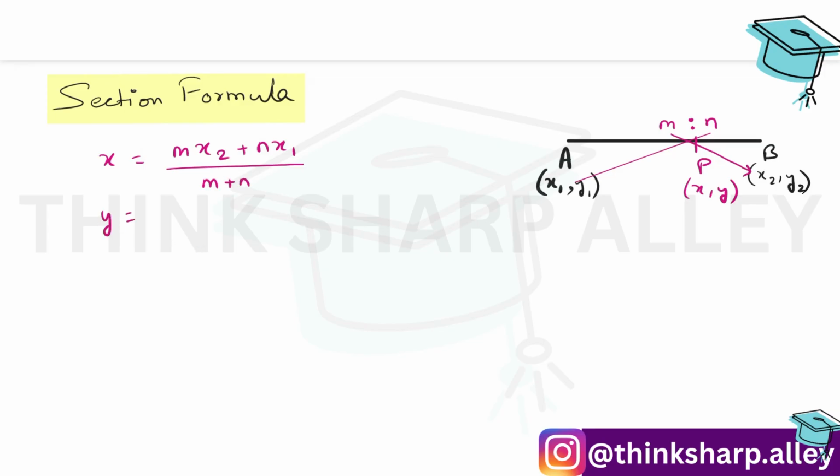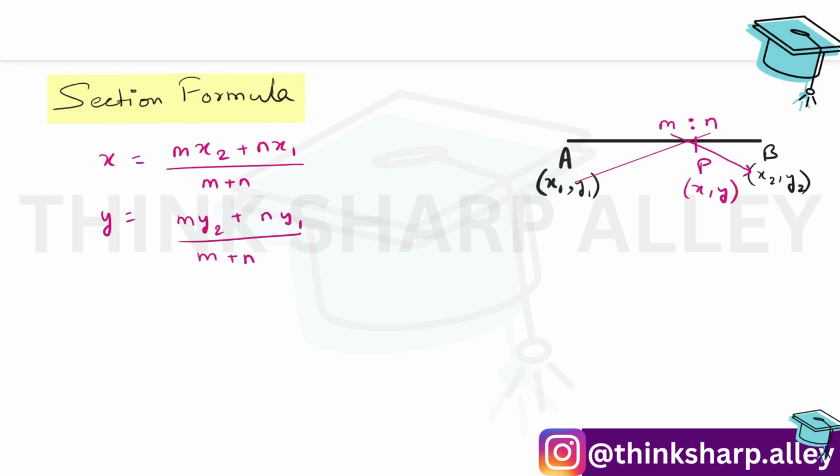And similarly, what will be the value of y? The y coordinate is going to be m into y2 plus n into y1 divided by the sum of the ratio, m plus n.